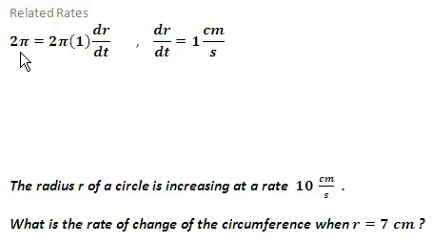So we have dA over dt, which was 2 pi, and then we plug in 1 for r. Anyway, we get to this point here, and then I've got it written out as we solve for dr over dt, which ends up being 1 centimeter per second. And don't worry about this down here, that's the next problem.